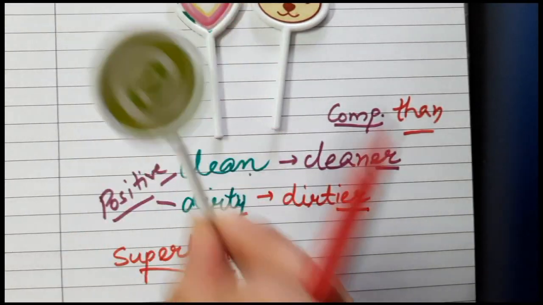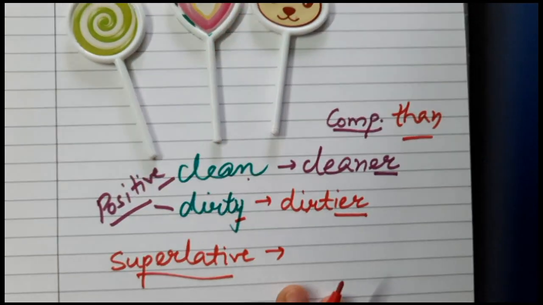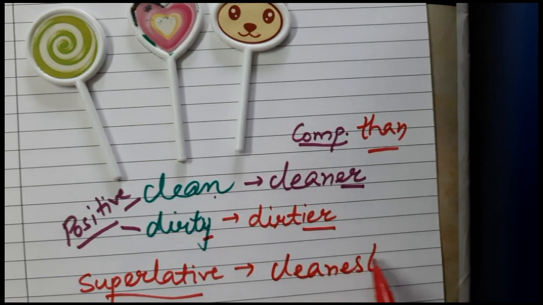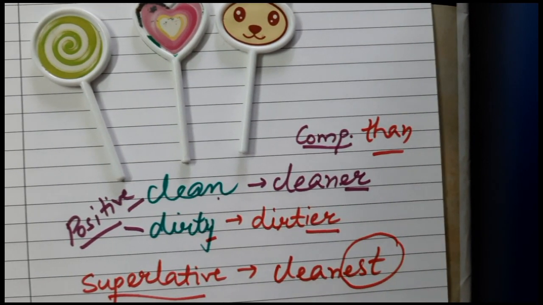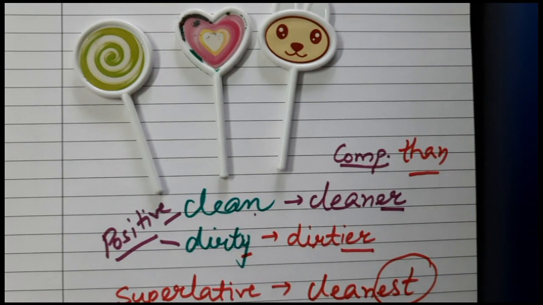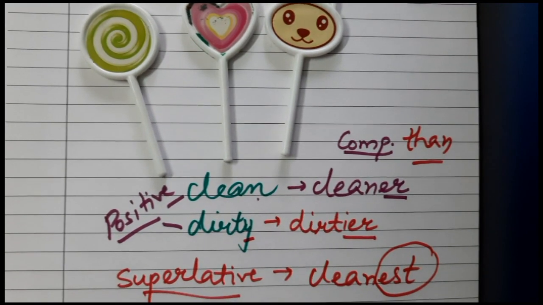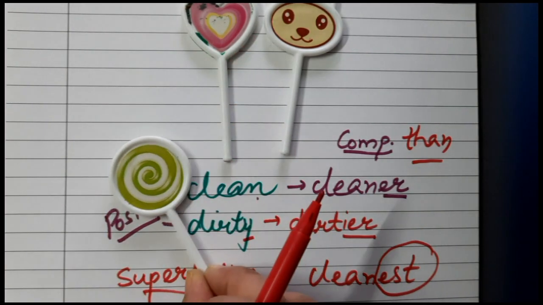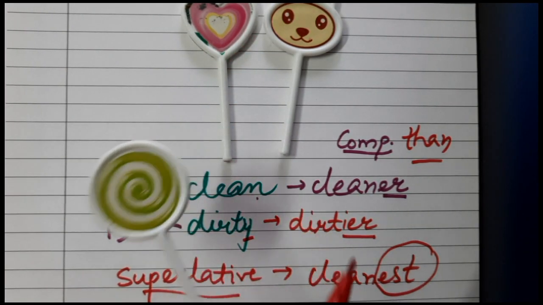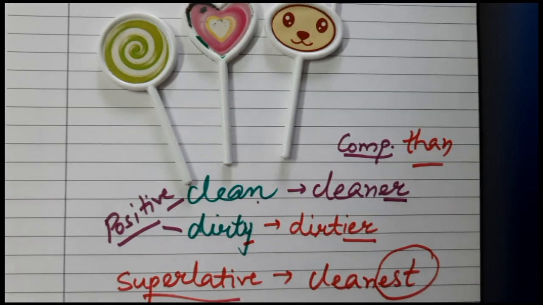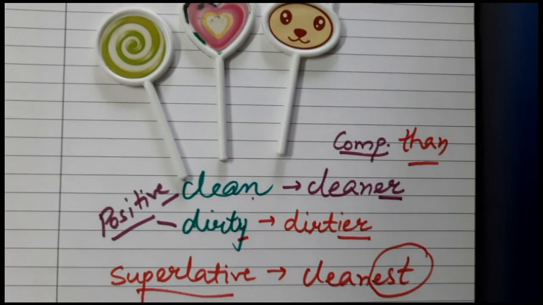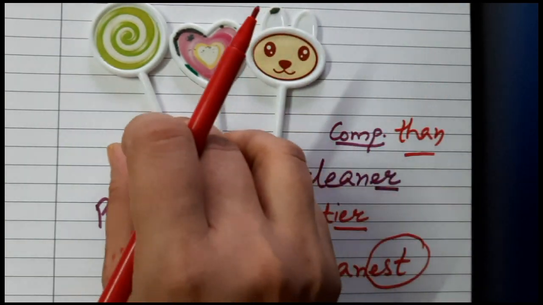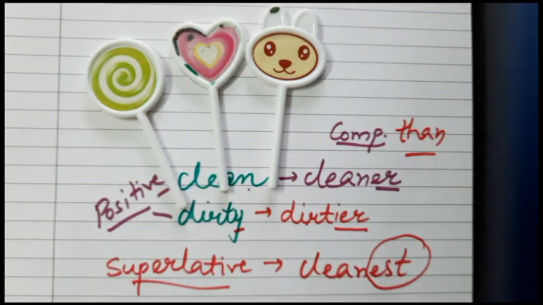So I'll say this is cleanest. Is that clear? I am adding the word est, cleanest. And I am using superlative degree of adjective for this toy. And I will say this is the cleanest of all. Okay. So I have used superlative degree and I have told you this is cleanest of all.